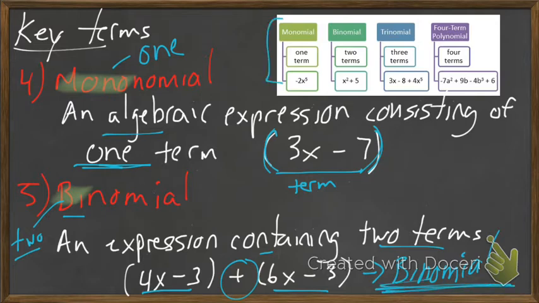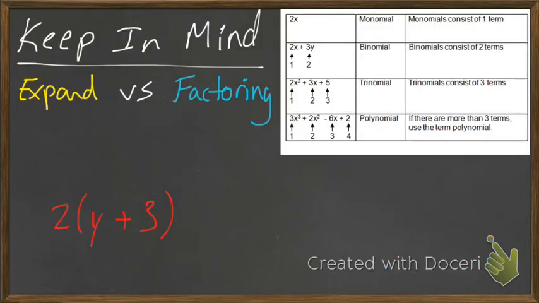You can look at this image up here to get an idea. This is monomial, 1 term, negative 2x to the power 5. Binomial, 2 terms, x plus 5. Trinomial, 3 terms. Polynomial, more terms than that. Keeping in mind, the last thing we're going to define is expanding versus factoring.